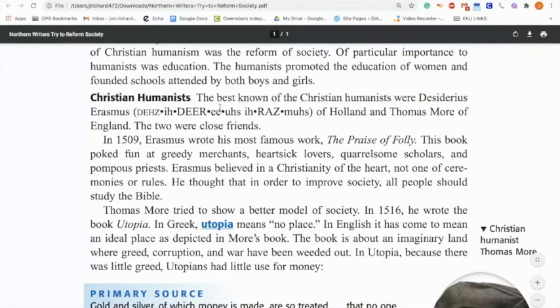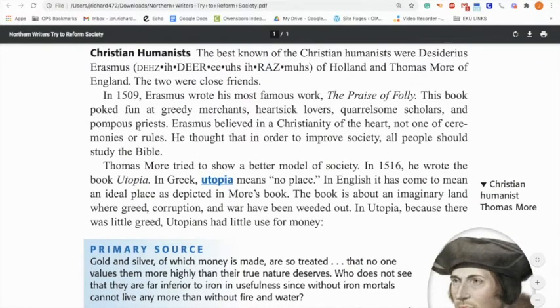Christian humanists. The best known of the Christian humanists were Desiderius Erasmus of Holland and Thomas More of England. The two were close friends. In 1509, Erasmus wrote his famous work, The Praise of Folly. This book poked fun at greedy merchants, heartsick lovers, quarrelsome scholars, and pompous priests. Erasmus believed in a Christianity of the heart, not one of ceremonies or rules. He thought in order to improve society, all people should study the Bible.